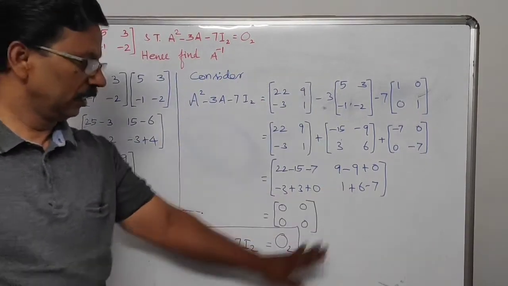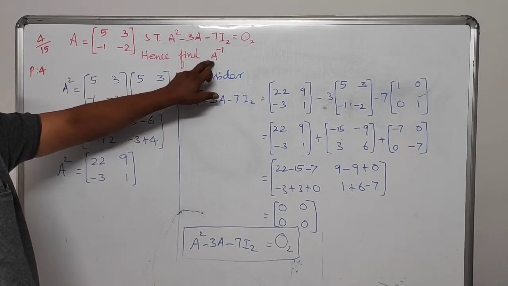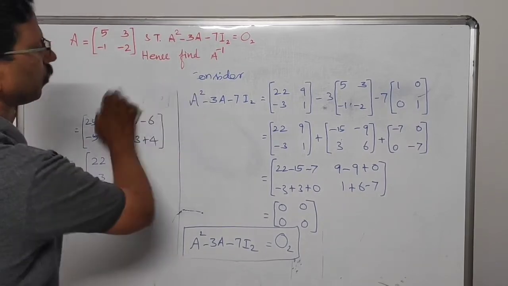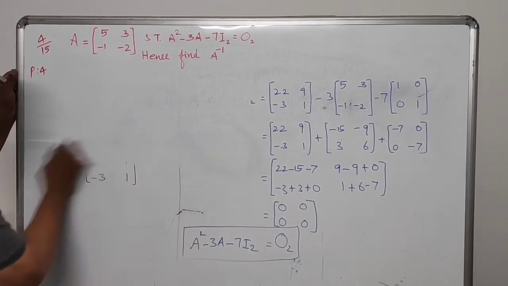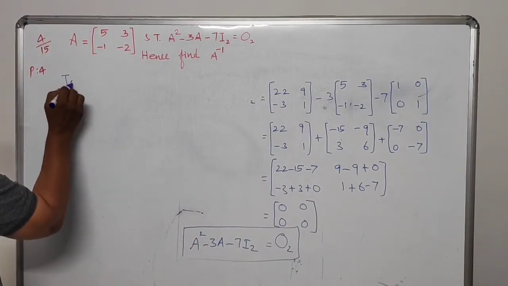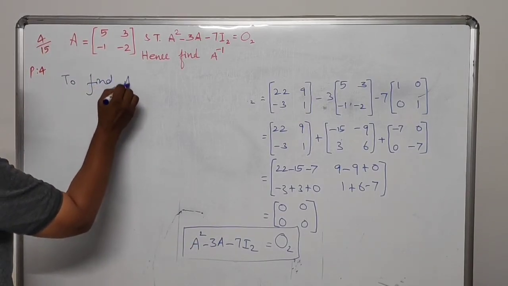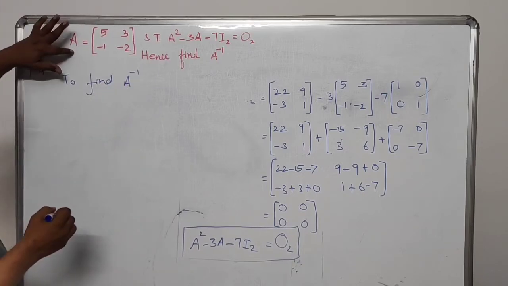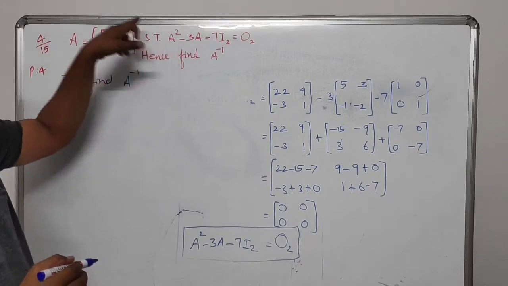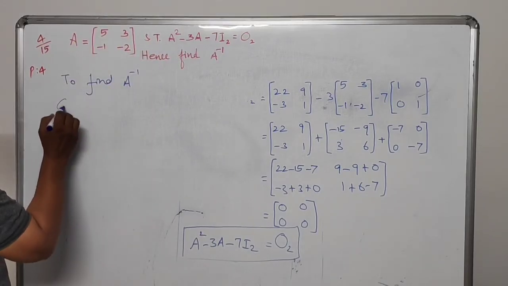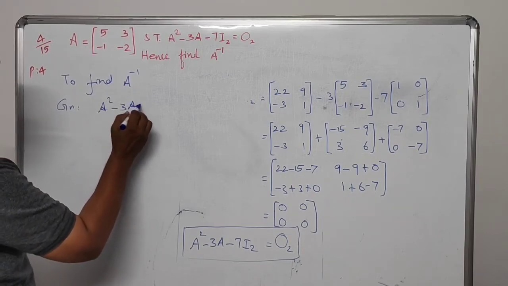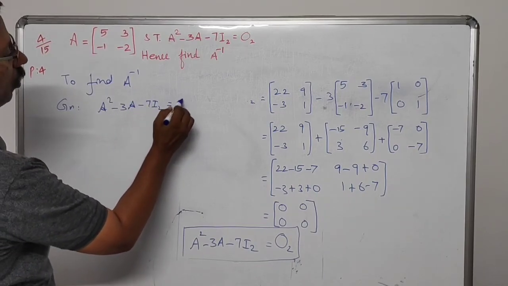Then after proving this one, we have to find A inverse. To find A inverse, we need to use this result. Now let us see. Further, to find A inverse, since it's a 2 by 2 matrix, we can find it directly. But here in this problem, using this result only, we need to find A inverse. For that, this is given: A square minus 3A minus 7I2 is equal to O2.